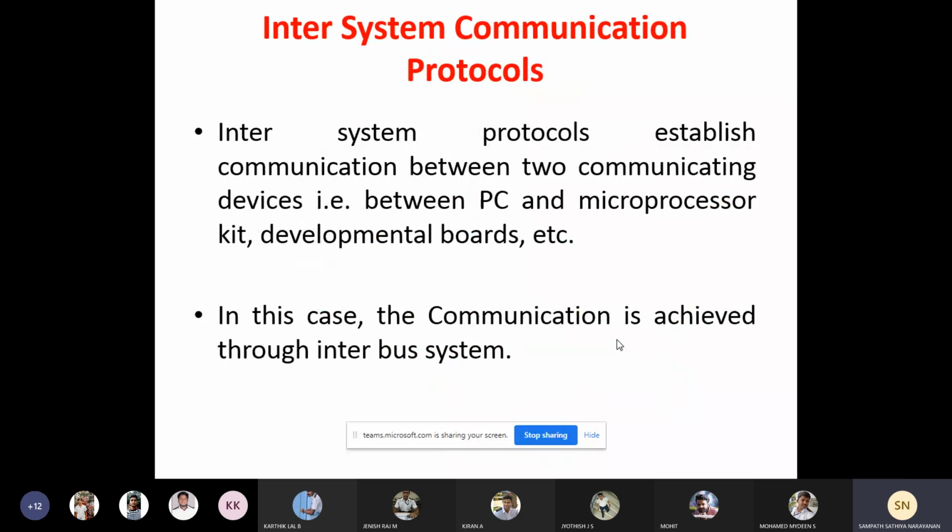So inter-system communication protocol is between two communicating devices with the help of a wired medium. So we need to have conducting lines, buses, for transmission of signals. That can be achieved only with the help of these inter-system communication protocols.